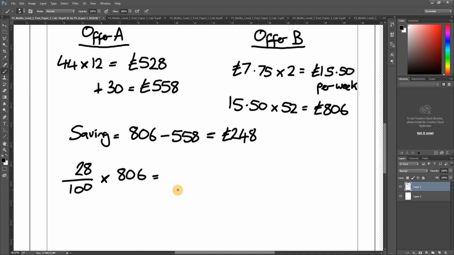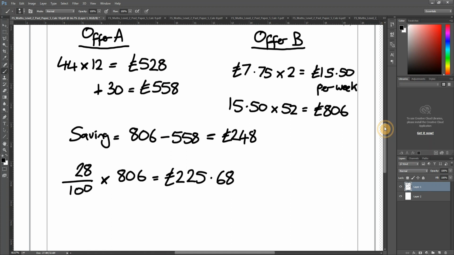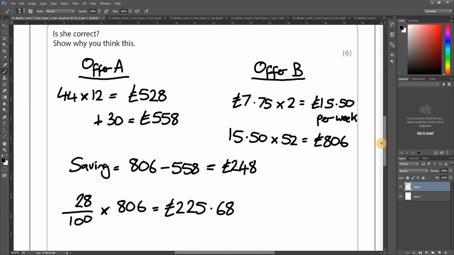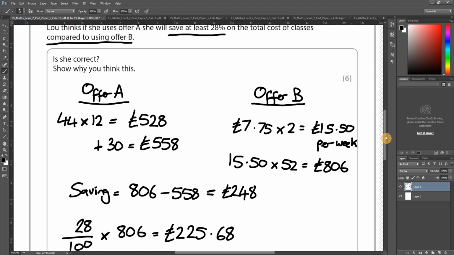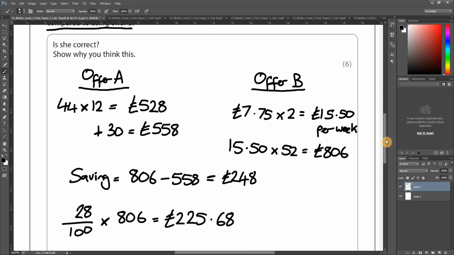So 28% of 806 gives us £225.68. So that's our 28%, and now we can compare it with the saving, which is this one here, £248. So she thinks offer A will save at least 28% on the total cost of classes compared to using offer B.